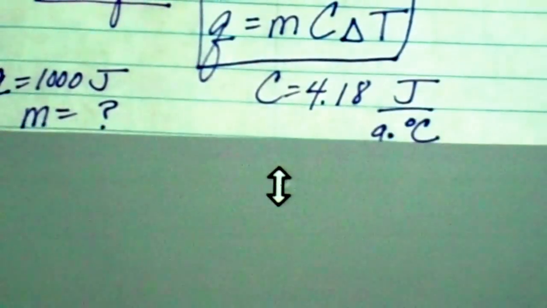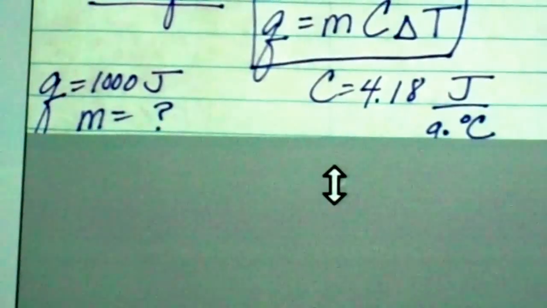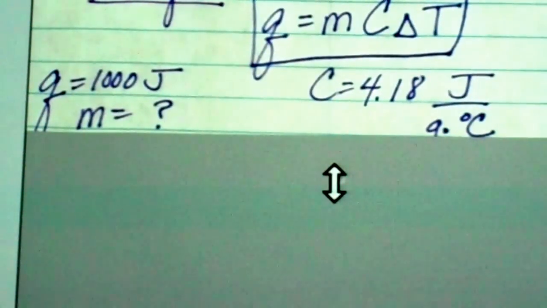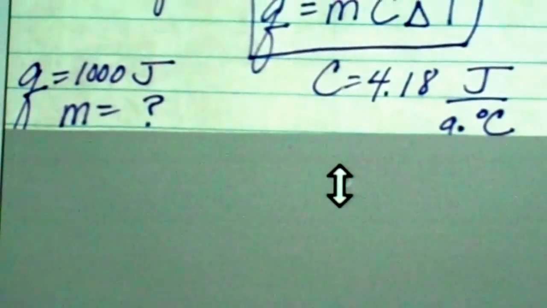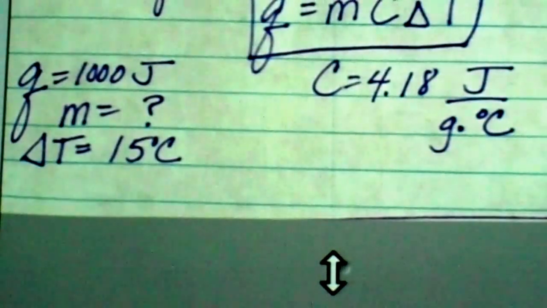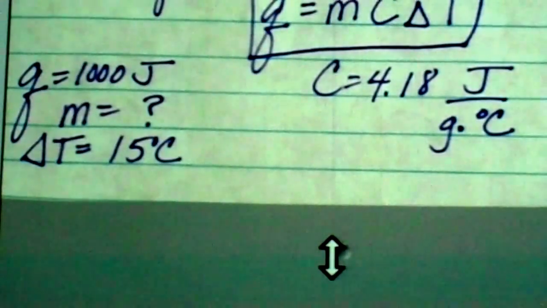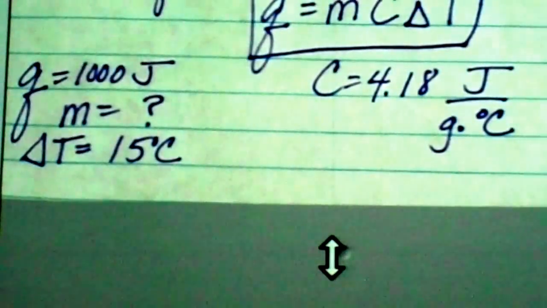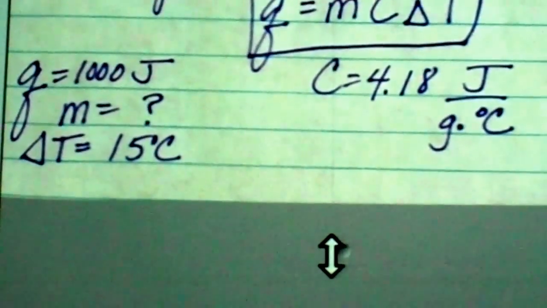Now you put in your givens. This time we have Q. We didn't have that before. Now we do. We are looking for the mass this time. We do have the heat capacity as usual because we are talking about water. And then lastly, the change in temperature is 15 degrees. One little difference this time.